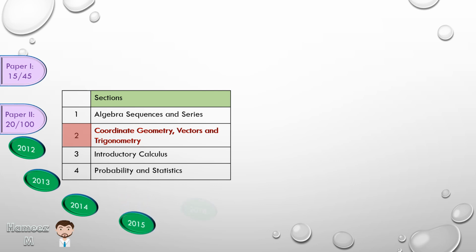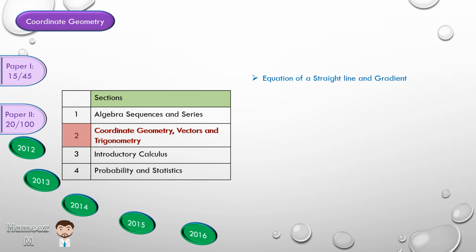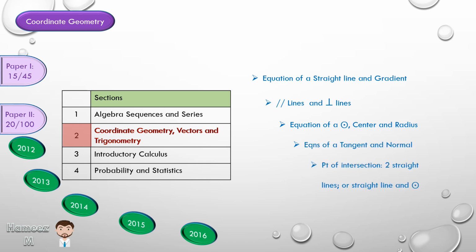This section is subdivided into 3 parts: coordinate geometry, and coordinate geometry can be subdivided into finding the equation of a straight line and its gradient, parallel lines and perpendicular lines, equation of a circle, its center and radius, equations of a tangent and normal, point of intersection between two straight lines, just as the CSEC Maths syllabus was, or a straight line and a circle.